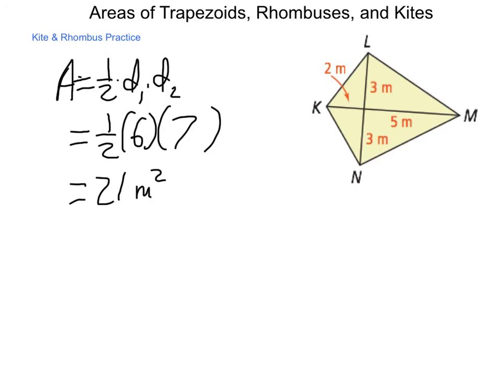So the rhombuses and kites actually work out pretty nicely. You just have to remember that it's half of the product of those diagonals. So some new formulas here for you perhaps. Make sure you have them copied down, ready to use, and be ready to use them as we do move forward.